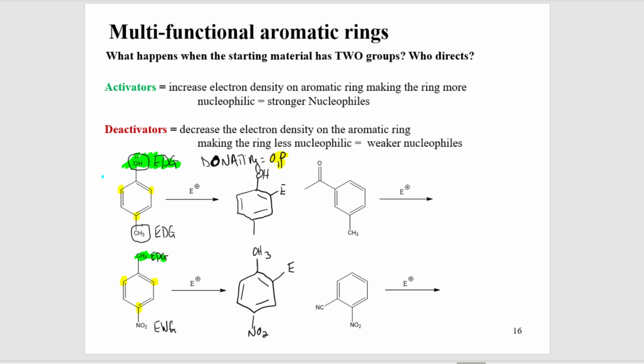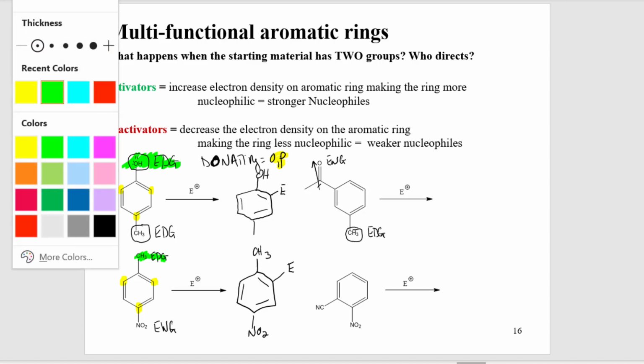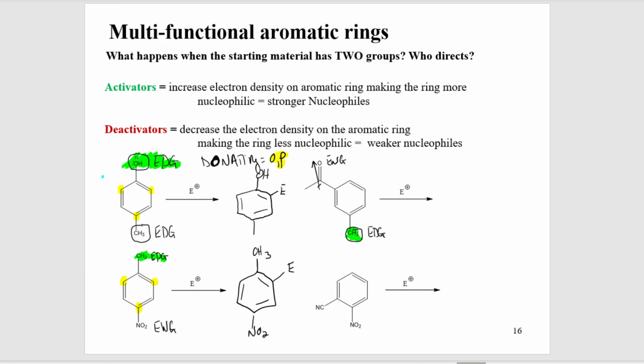Okay, how about the next one? Well, we've got two groups here. We've got an electron withdrawing group. This is electron withdrawing. And then this one, methyl, is an electron donating group. Whenever you have donating versus withdrawing, the donating group always wins. So this is the boss. And in this case, I've got OP relative to the boss because it's donating OP. There are the two ortho positions. Here's the para position. All three are available to be substituted at.